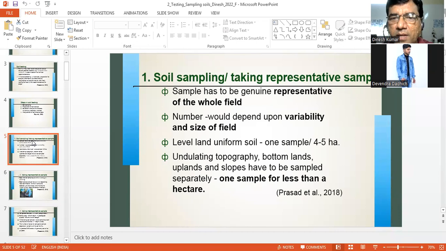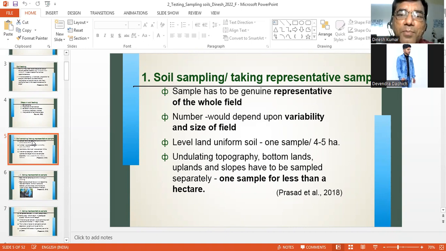First step is soil sampling. It has to be a representative sample because sometimes you use just 0.5 gram, 1 gram, even 0.1 gram of the soil sample. Out of 1 hectare or 2 hectare, if you have just 1 or 2 samples, and it is not a true representative of that large area, then you will get erroneous results and erroneous recommendations. So that way you will not get good growth, yield and economics of the crop for which nutrient recommendations have been developed. So it has to be a representative sample of the whole field. And of course, the number would depend upon variability and size of the field.